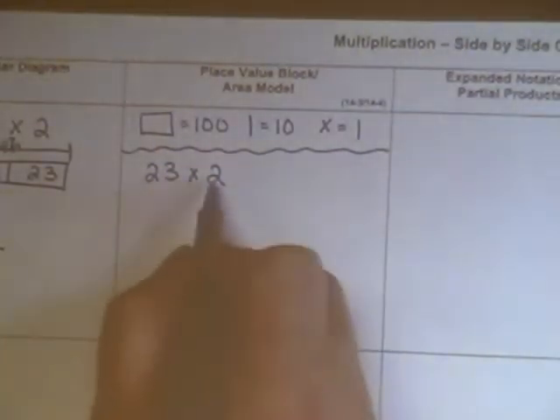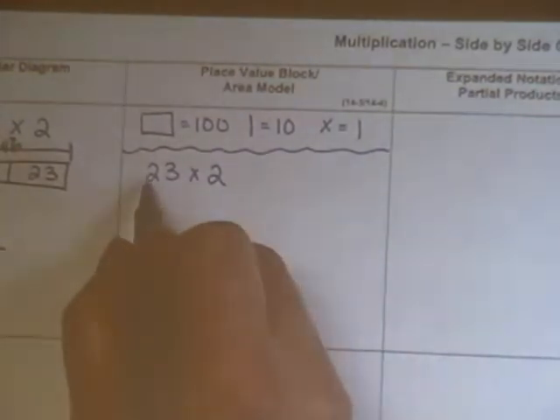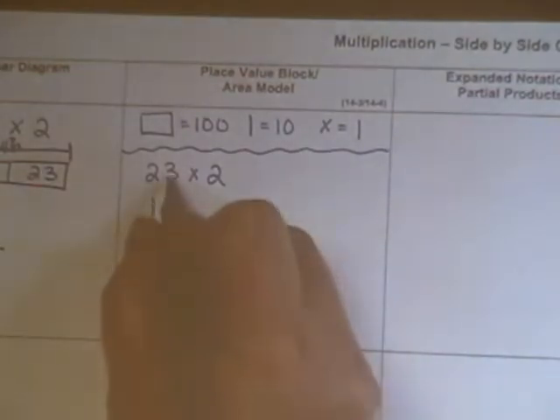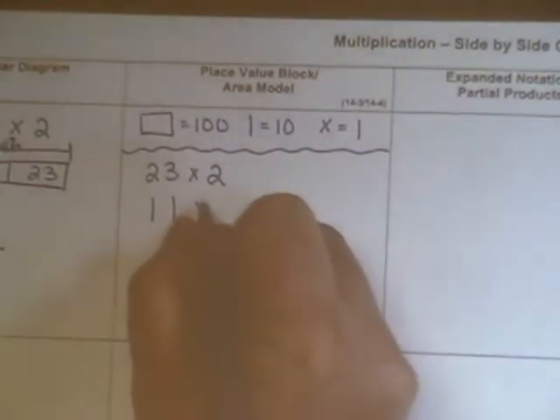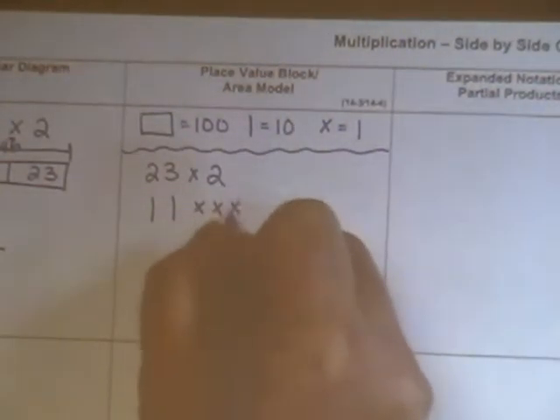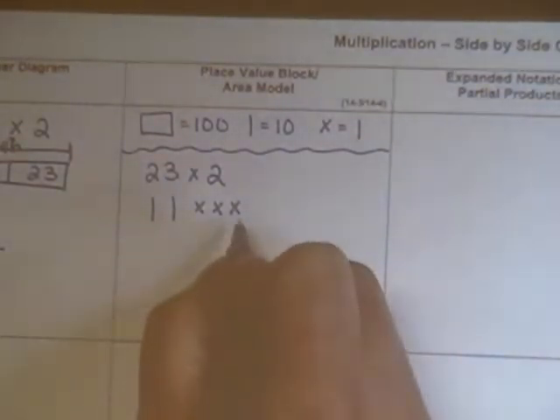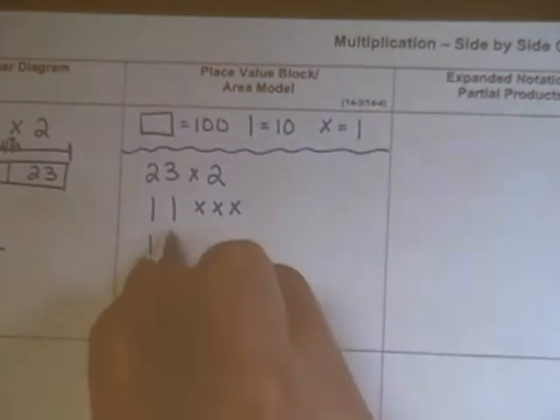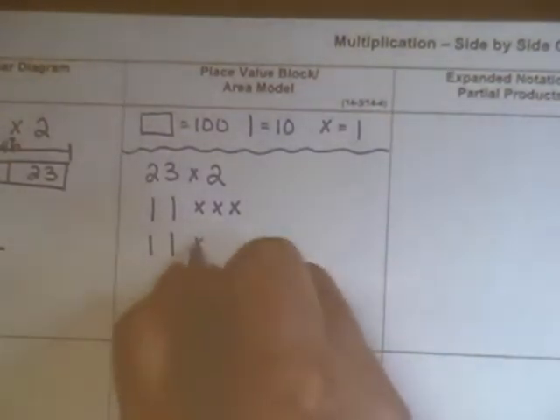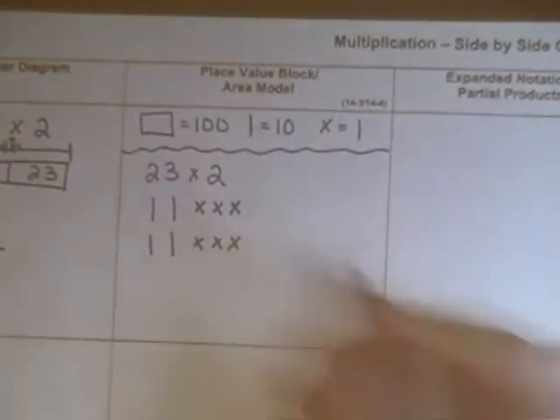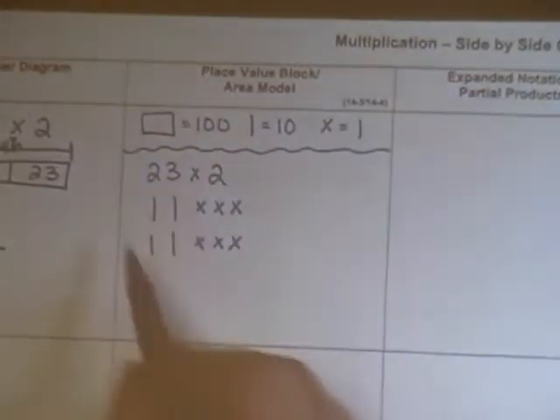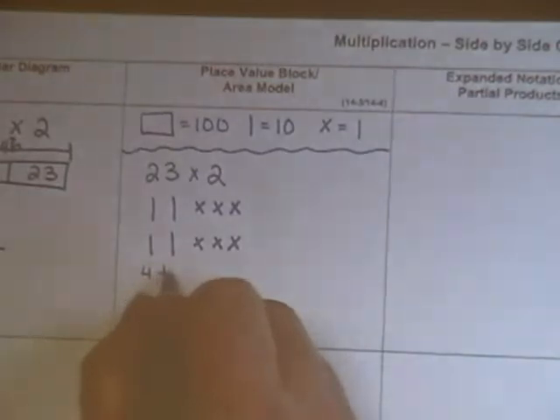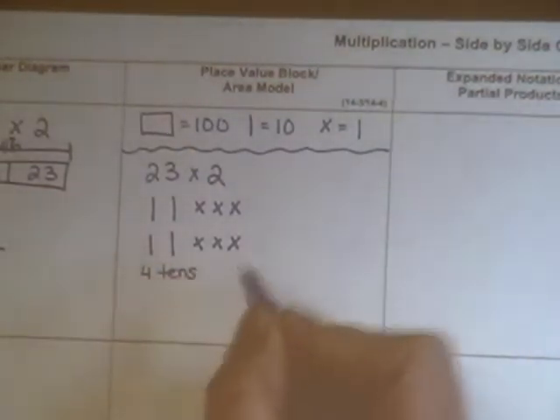So 23 times 2, I have two tens, so I'm going to draw two rods, and I have three ones, so I'm going to draw three ones. That is 23. I need two 23s, so I'm going to draw it again. I have two tens and three ones. Now I can look at everything that I have here. I have four tens and I have six ones all together.